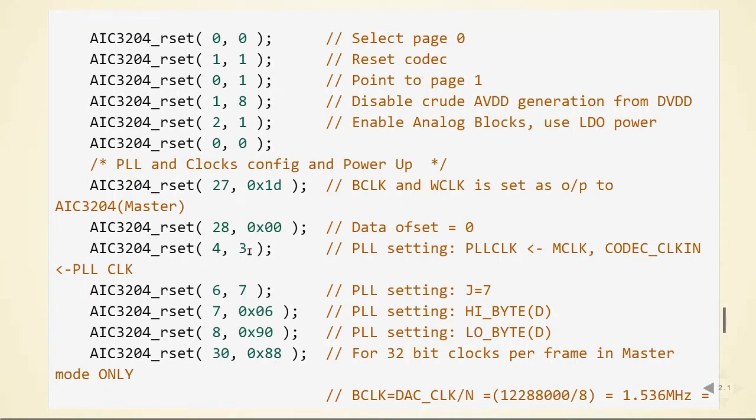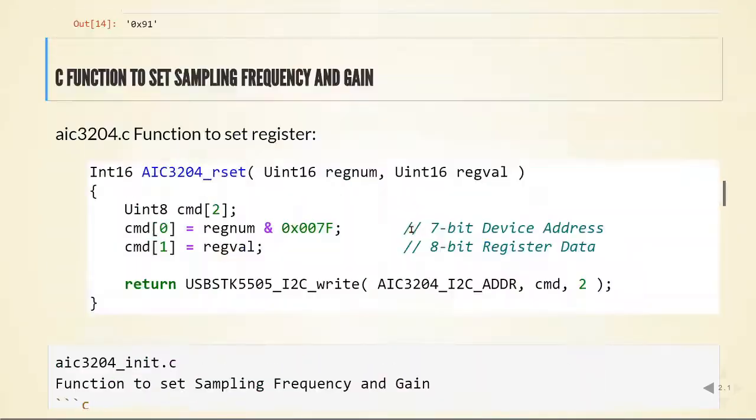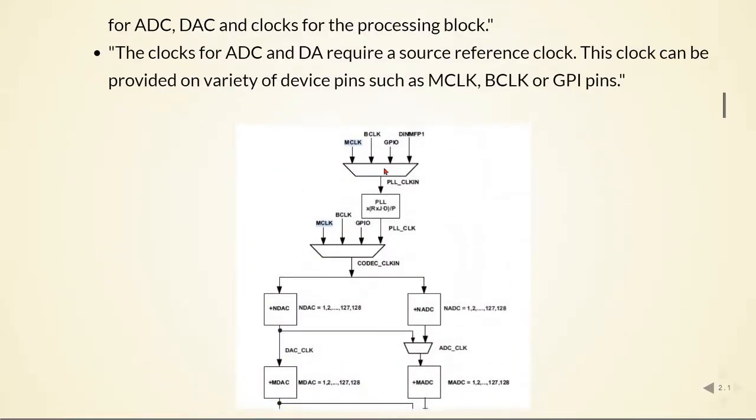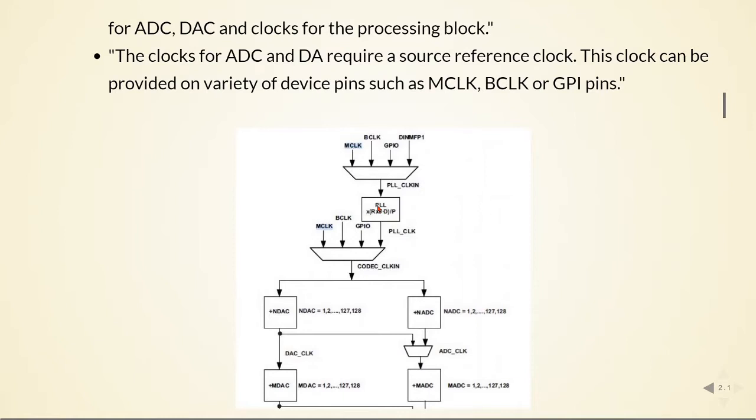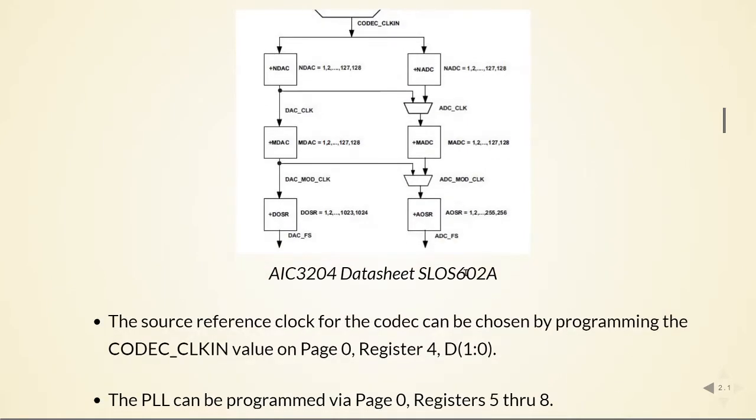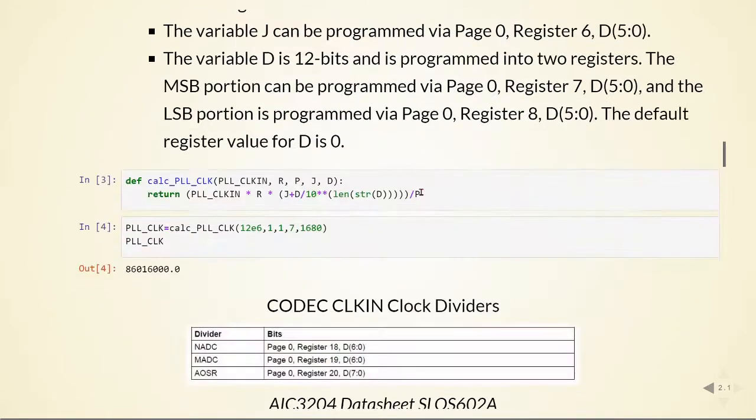You need to look at the data sheet to see what registers we need to set and which values correspond to which. So with this we are setting this path here, so we're using the M clock, and then we'll have this block here, and then we have the PLL clock, and then we have these clock dividers here, and then we have our sampling frequency.